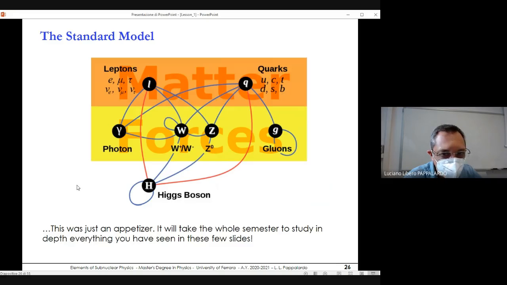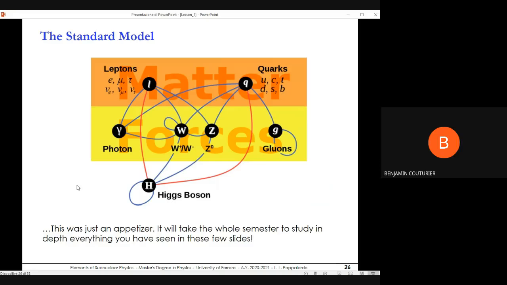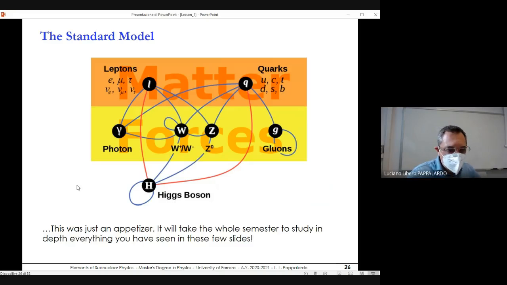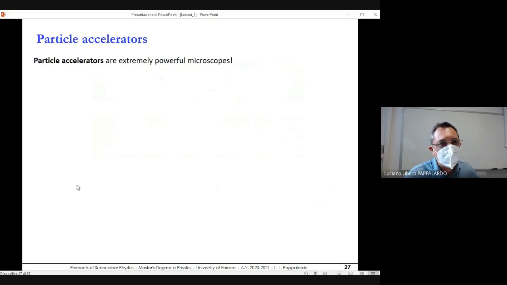Okay. Thank you. You're welcome. So if you don't have further questions on this part, let me go on and discuss now briefly accelerators and the Large Hadron Collider, which is the place where now the majority of the high energy physics experimental results are arriving from. So particle accelerators have a dual scope, essentially.